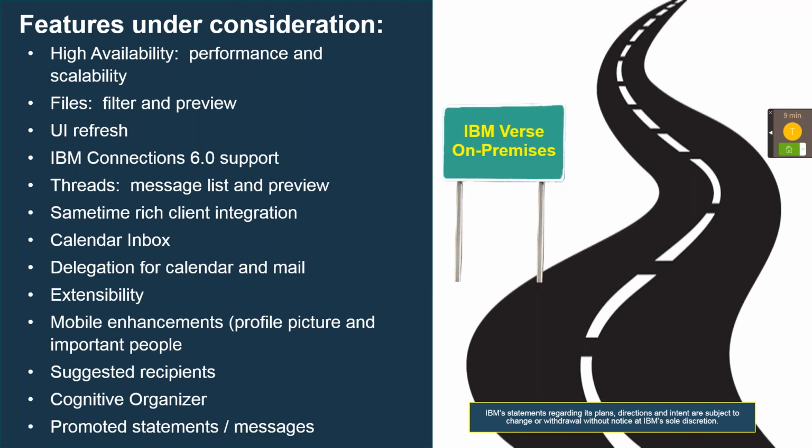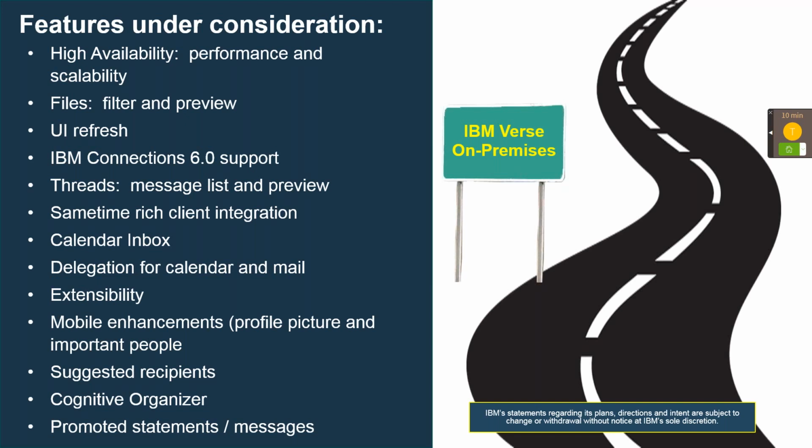And then we've got some stretch things on there as well: Connections 6.0 support, that was just announced, I believe, yesterday. I think they have an end of the month EGA on that. Also, we're trying to get Sametime rich client integration in. That will be sometime this year, calendar inbox. Delegation, we're working on that in the cloud. Once we deploy that in the cloud, which is targeted for first half of this year, and second half of this year, we will try to get that into the VOP.